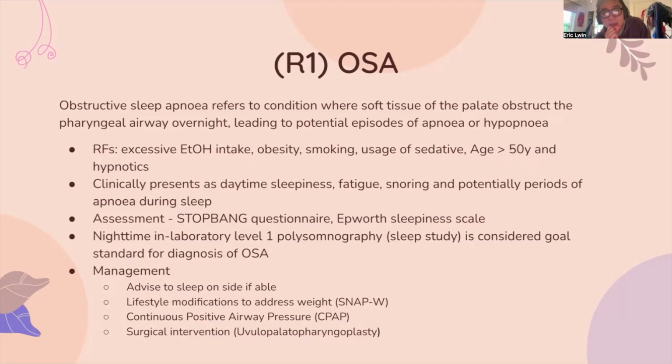The management is a lot of conservative and lifestyle management. So you advise them to sleep on their side if able. As you know, with anesthetics, the chin lift, jaw thrust is the best thing for opening the airway. But if you're just lying supine on your back, then you're more prone to collapse of that soft tissue. So it's better to sleep on your sides like you do in the recovery position in BLS, basic life support. You also would want to do lifestyle modifications to address their weight, as this is a significant risk factor for OSA. And if this doesn't work, then that's when you would consider CPAP.